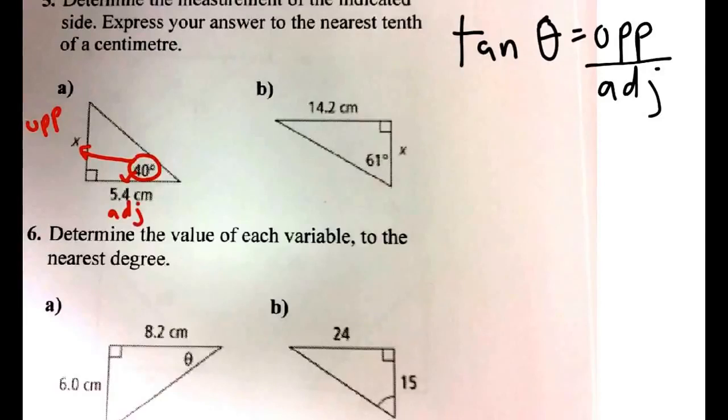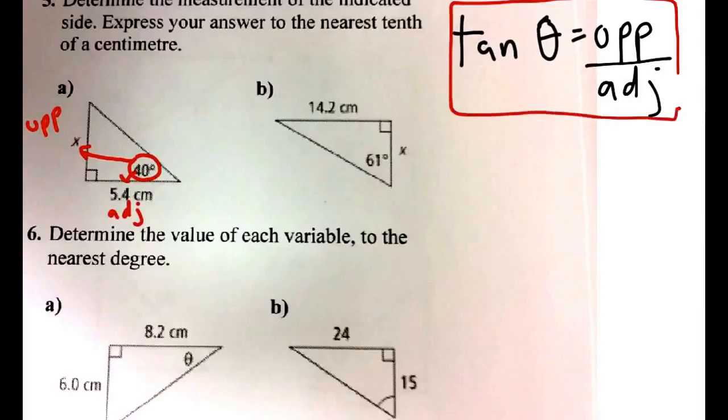Okay, so in this case we have opposite and adjacent are the two sides we're dealing with, and in our tangent formula, opposite and adjacent are the two sides we want to use the tangent. If it was opposite and hypotenuse, we'd use sine.